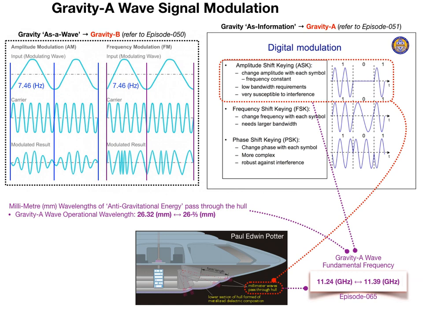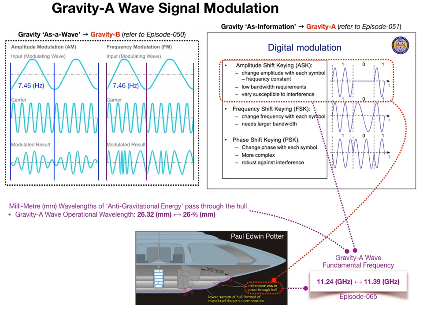On the right-hand side of the screen, we illustrate gravity as information. This explains the manner in which gravity A wave energy is to be delivered into the gravity B wave environment. Please refer to episode 51 for the derivation of the gravity A wave frequency value. As you can see, there are three kinds of digital modulation.